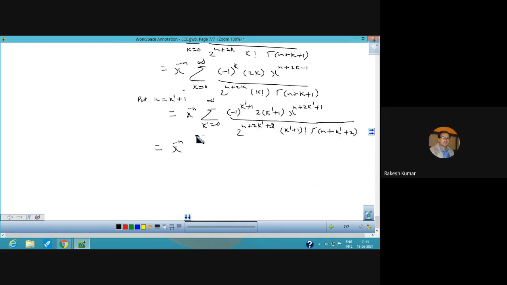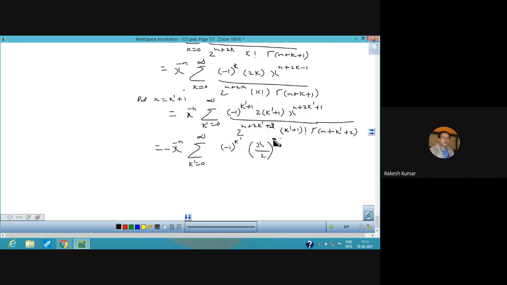So that is a summation k dash varying from 0 to infinity. Now minus 1 raised to power minus 1. That negative sign is written over here. So minus 1 raised to power k dash, and here you can have x over 2. Now adjust this with this.